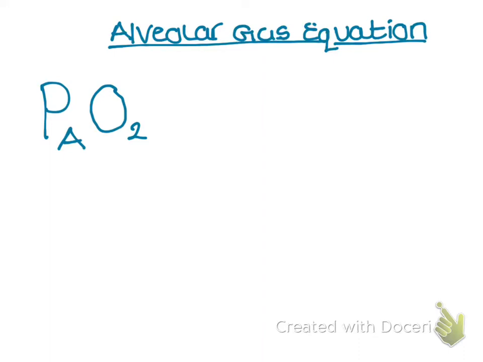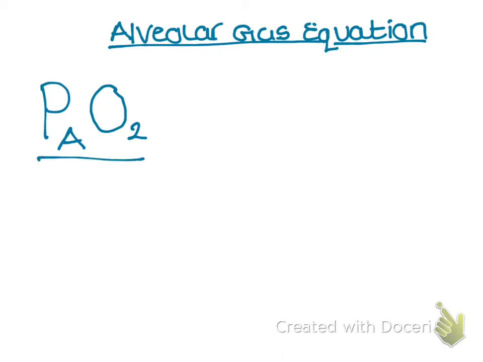In this teaching session, we'll be talking about the alveolar gas equation, which is an important equation to be aware of. The alveolar gas equation calculates the partial pressure of oxygen in the alveoli for a given inspired pressure of oxygen and also a given alveolar pressure of carbon dioxide.